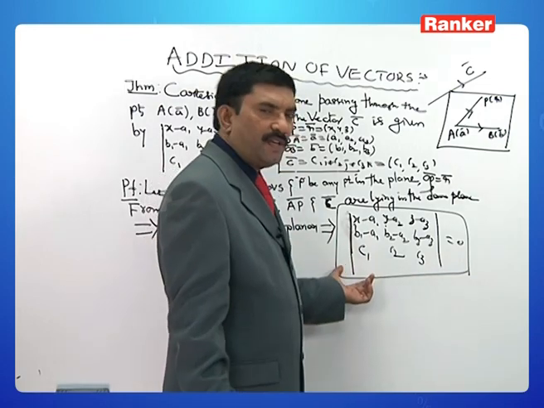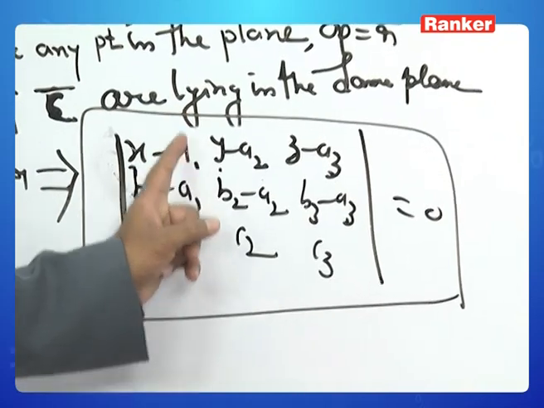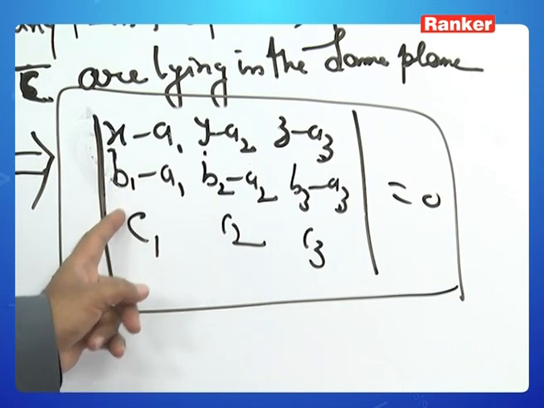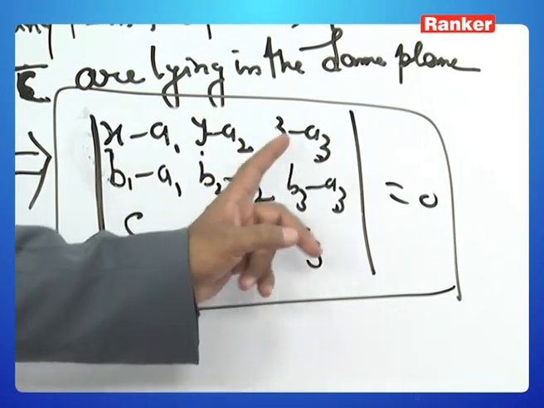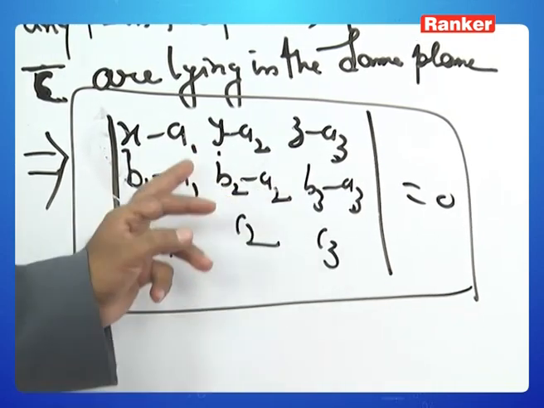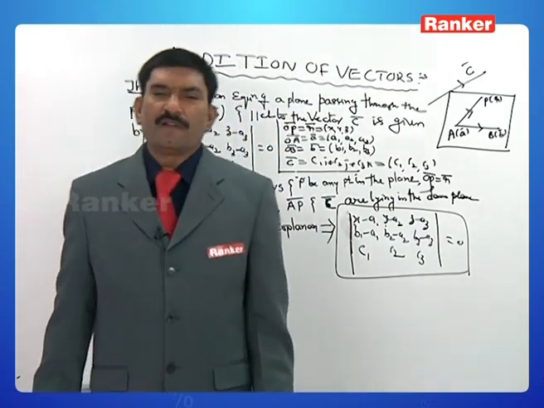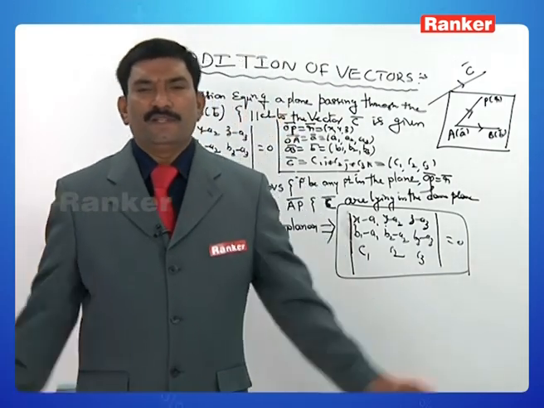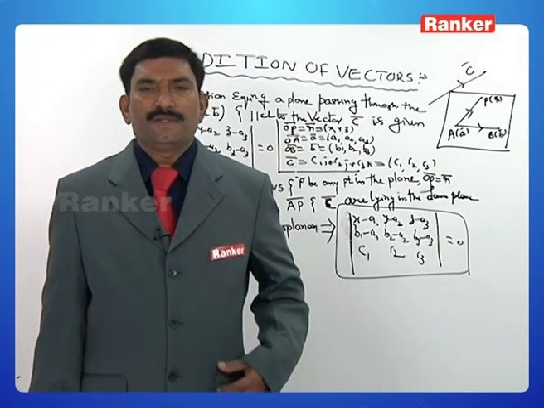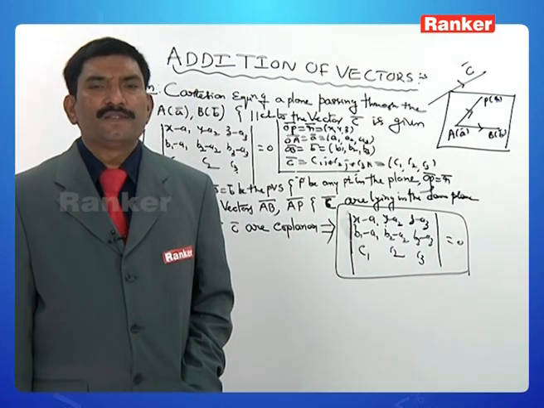Box is nothing but a determinant value, is nothing but OP minus OA, X minus A1, Y minus A2, Z minus A3. AB bar, OB minus OA, B1 minus A1, B2 minus A2, B3 minus A3. Since the vector C bar is parallel, then you can write that is C1, C2, C3. This gives what? The Cartesian equation of a plane passing through 2 points, A bar and B bar, and parallel to the vector C bar.